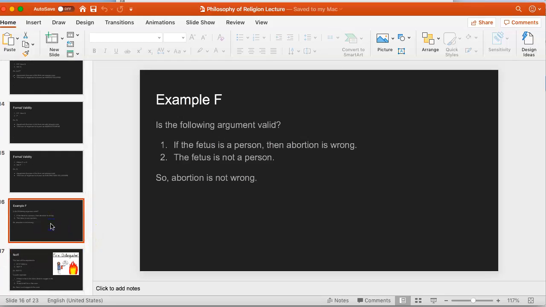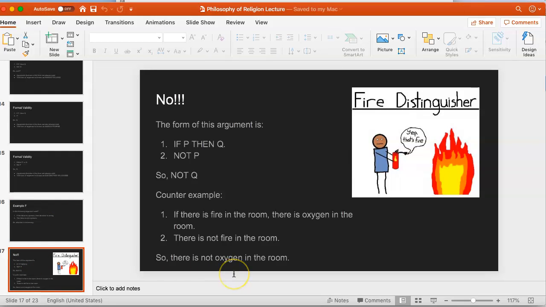So, for example, this is the form of this argument. If P, then Q, not P, so not Q.